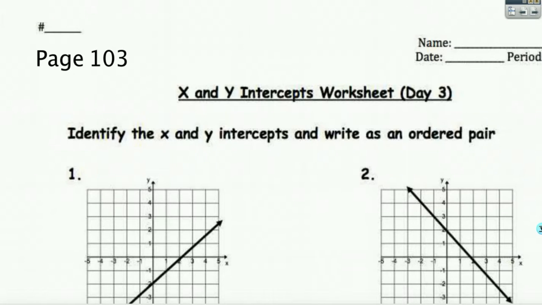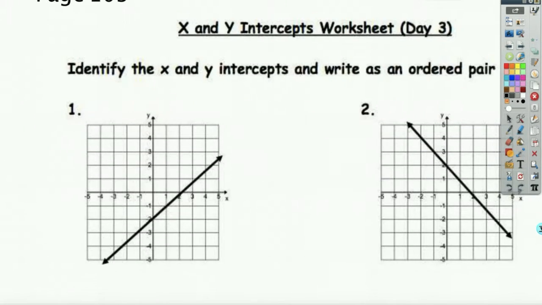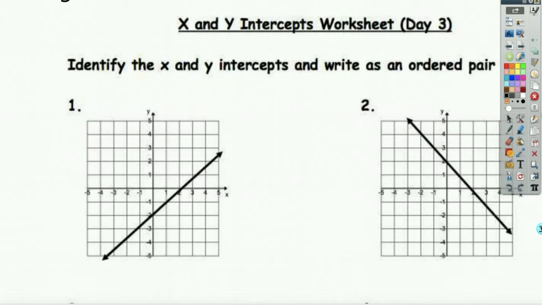The next page is for our x and y intercepts, and so that's going to go on page 103 in your notebooks. So on these first examples, the first thing it wants you to do is to identify the x and the y intercepts and write them as ordered pairs.